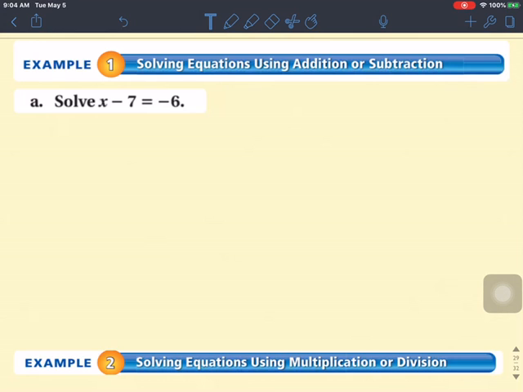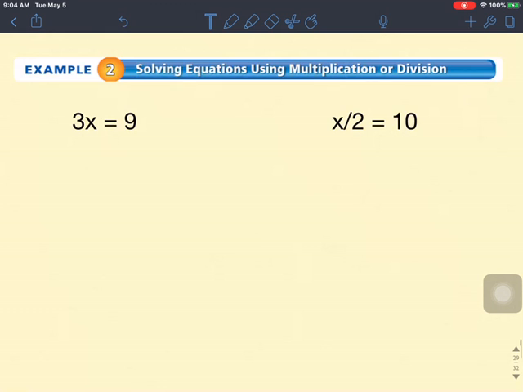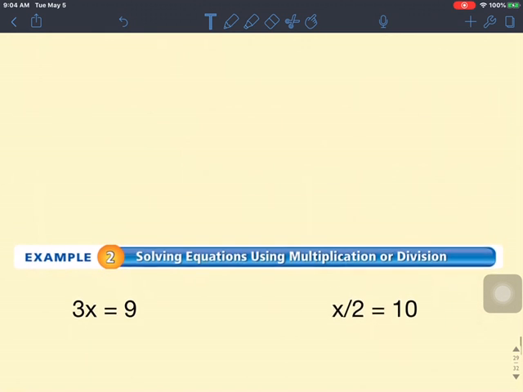Today's video is solving one-step equations. And we have two examples. Example one uses addition or subtraction, and for example two, I've provided two: one with multiplication and one with division.